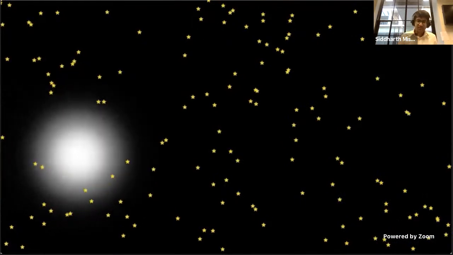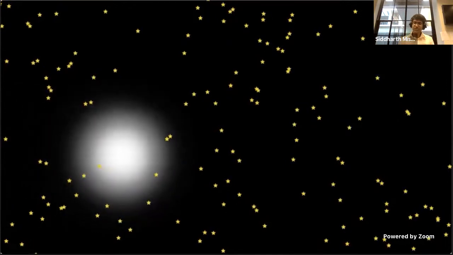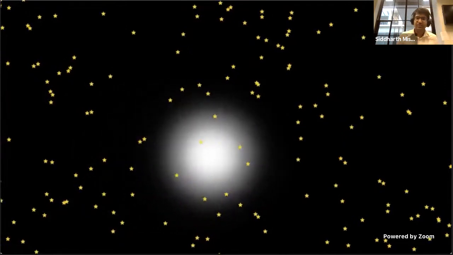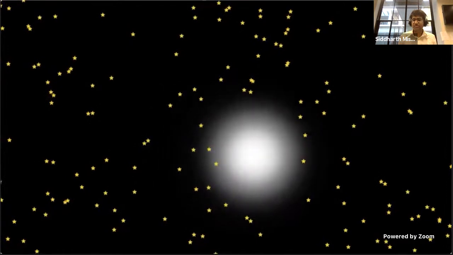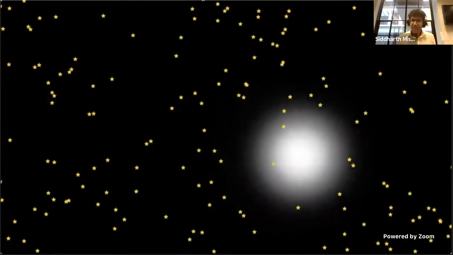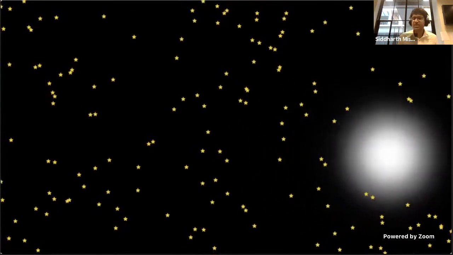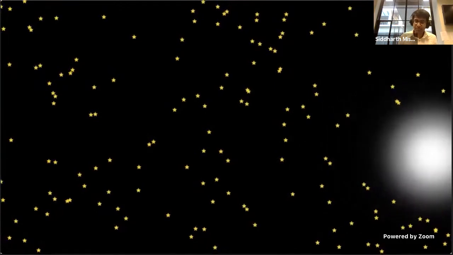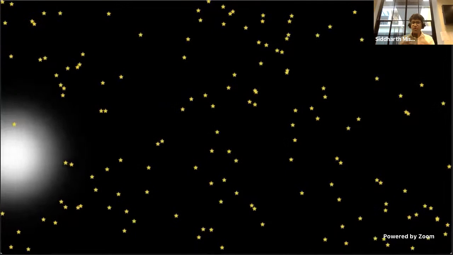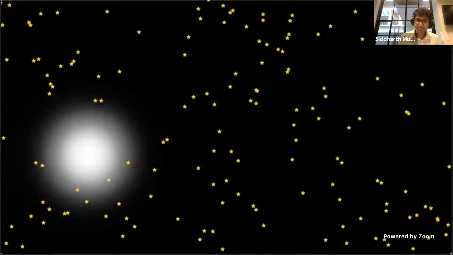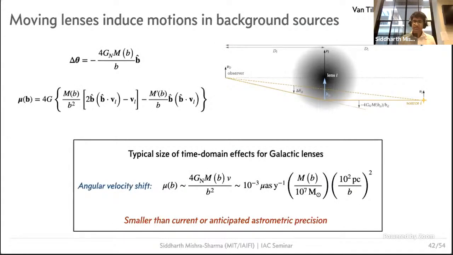So the idea here is subhalos in our galaxy are not stationary. They move with some velocity dispersion. And as they move, they cause a time-dependent lensing of background stars. Here's just an animation of that effect, a very exaggerated one. But the idea is if you take a snapshot of this at any point in time, you would see the stars moving in a correlated way. And this is something you can use to look for dark matter substructure. This general class of methods was proposed by some of my collaborators back at NYU, Ken Van Tilburg et al.